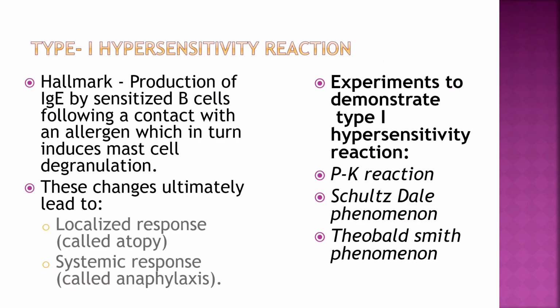In a type 1 hypersensitivity reaction, sensitized B cells produce IgE following contact with an allergen, which in turn induces mast cell degranulation. These changes ultimately lead to a localized response called atopy and a systemic response called anaphylaxis. Experiments to demonstrate type 1 hypersensitivity are the PK reaction, Schultz-Dale phenomenon, and Thibault-Smith phenomenon.